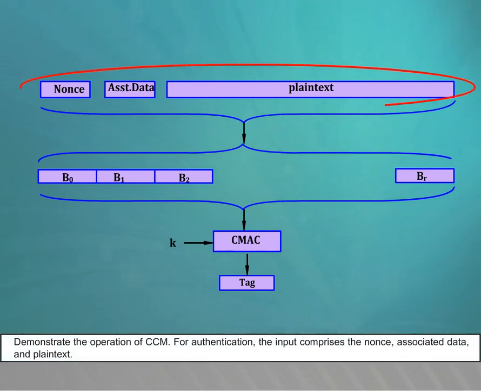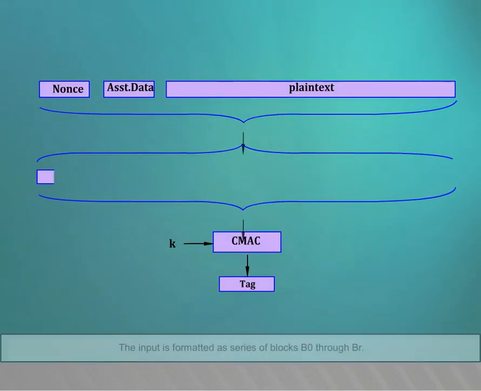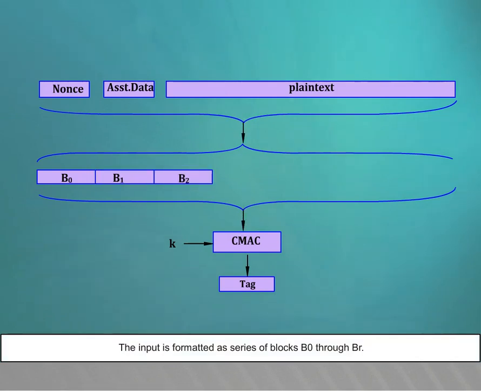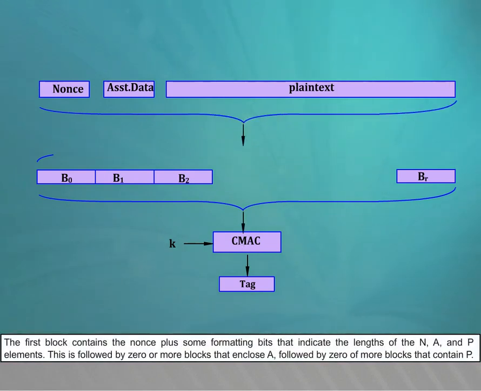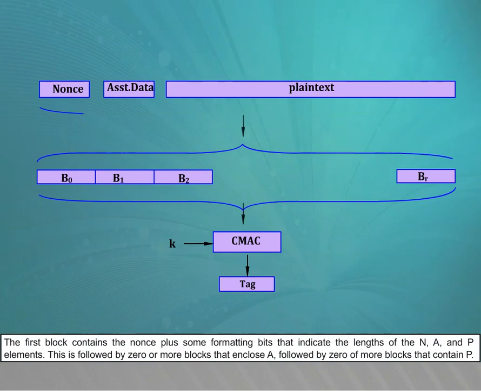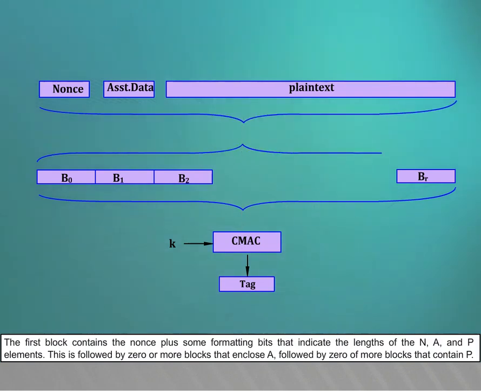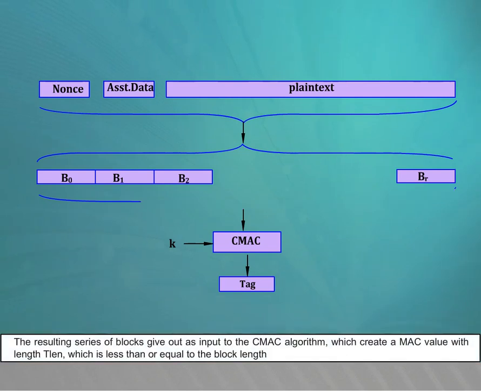Demonstrate the operation of CCM. For authentication, the input comprises the nonce, associated data, and plaintext. The input is formatted as a series of blocks B0 through BR. The first block contains the nonce plus some formatting bits that indicate the lengths of the N, A, and P elements. This is followed by 0 or more blocks that contain A, followed by 0 or more blocks that contain P. The resulting series of blocks is given as input to the CMAC algorithm, which creates a MAC value with length Tlen, which is less than or equal to the block length.